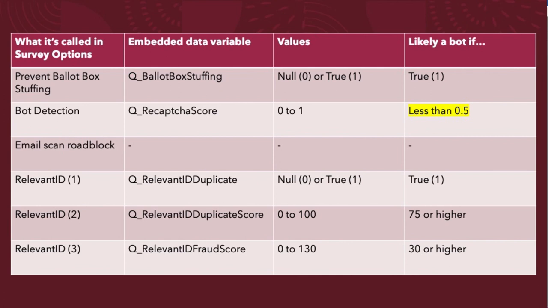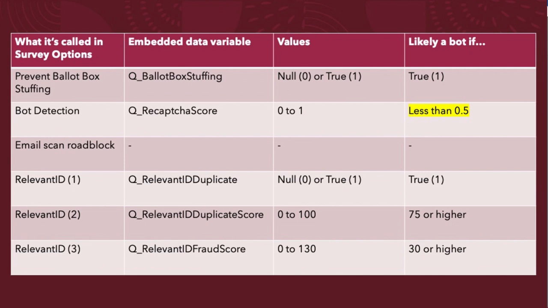Email scan roadblock doesn't give you embedded data. This is just an actual block to security programs starting the survey. So there's no actual values or anything here to have a look at. Whereas relevant ID, there are three options. So it's either a duplicate yes or no, true or null kind of option, or we can actually have a look at the score it got from duplicate, 0 to 100. And if it's 75 or higher, then it's likely to be a duplicate. And same for fraud, score from 0 to 130, and 30 or higher is likely to be a fraudulent attempt.